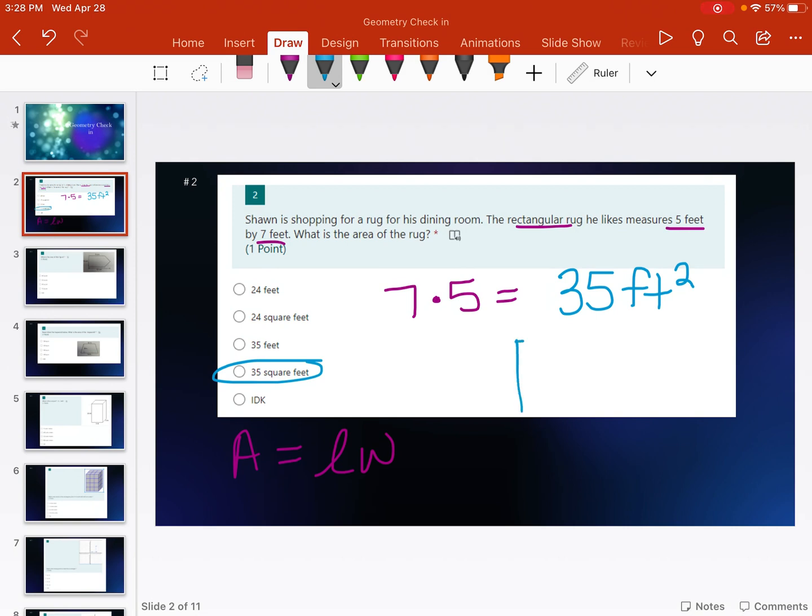And remember, the reason it's squared is if we have our rectangle, we're trying to see if this is 5 feet, 1, 2, 3, 4, 5 by, they're not perfect, but you know, by 7, 1, 2, 3, 4, 5, 6, 7. How many little squares would fit into here? That's why it is squared. We're finding the area inside of this space, okay? So area, square area is always squared.